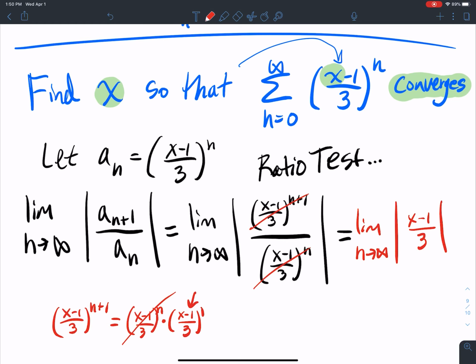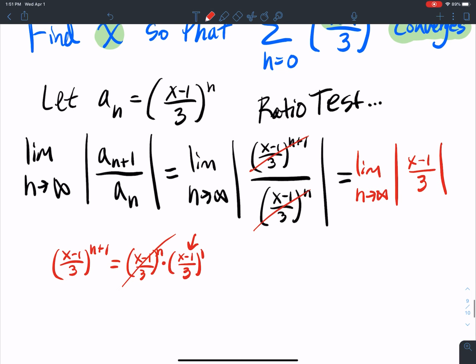Now, this has a limit as n goes to infinity, and this in here has no n. So guess what this limit equals? It just equals the absolute value of x minus 1 over 3. That's it.